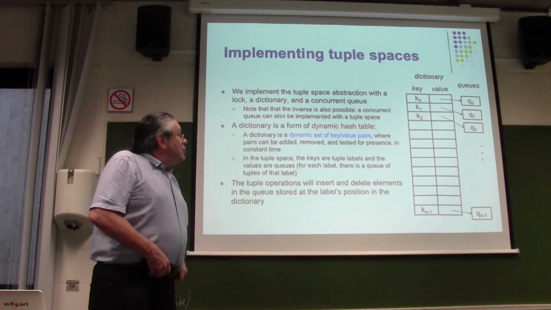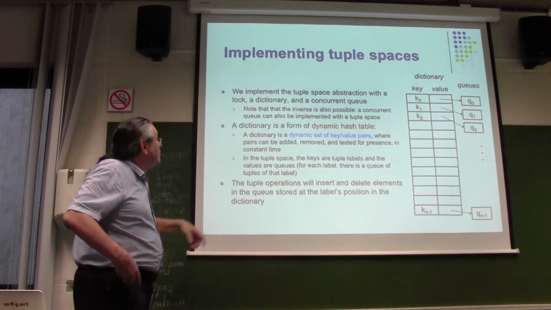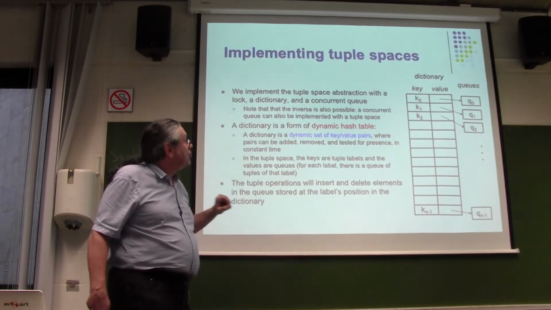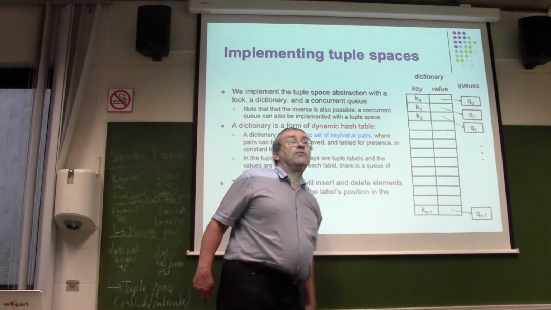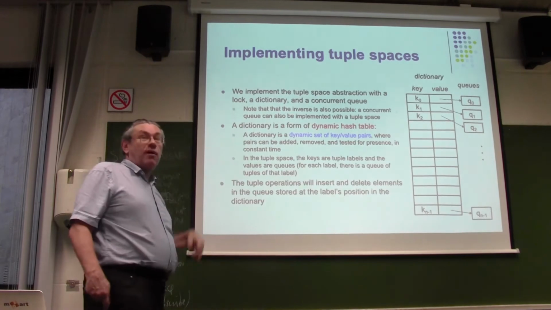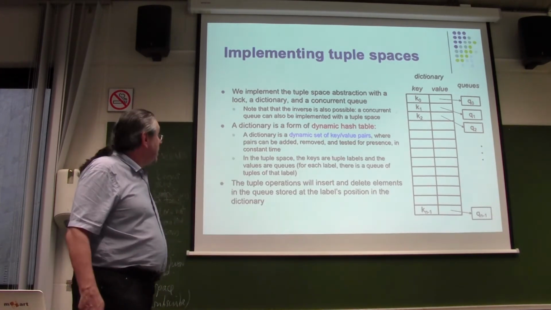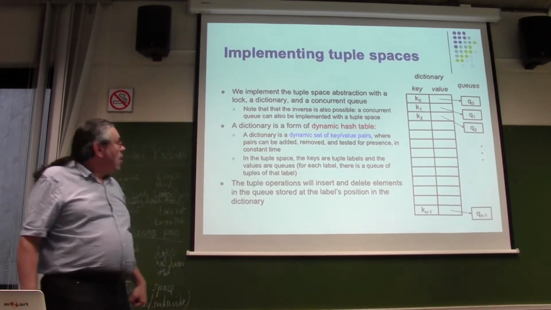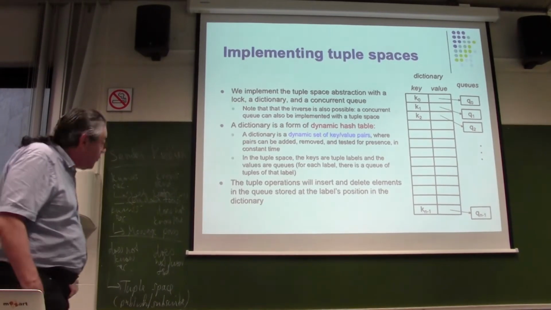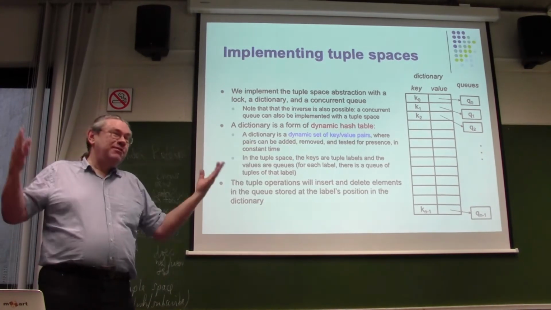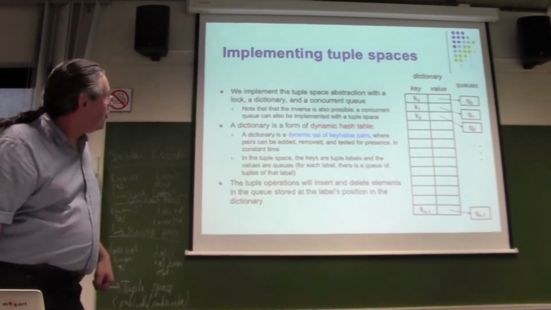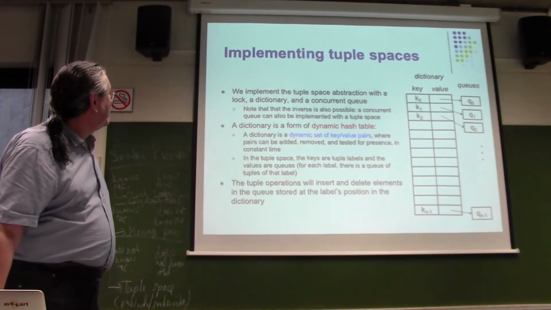So most languages have this kind of a dictionary built in. In Oz, there's actually a dictionary module, so this is a standard data structure. Most languages like Java and so on have this kind of a dynamic hash table built in. Okay, so that's all I'm going to say about tuple spaces. If you want to know more, type coordination language, or you'll find a lot more on the internet.